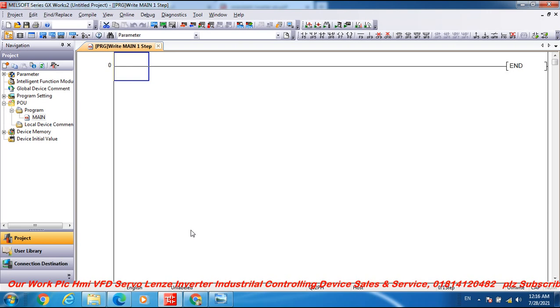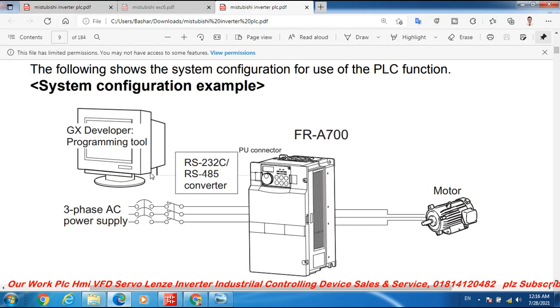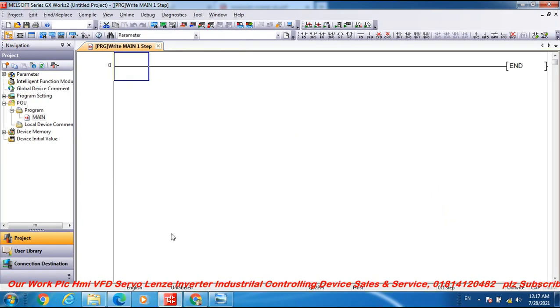Dear friend, today I discuss Mitsubishi PLC programming, Mitsubishi frequency type inverter, how to set frequency. Friend, Mitsubishi frequency type inverter FR-A700, three phase inverter and three phase motor, how to set frequency, write RAM setting request, frequency setting. Friend, go to the PLC programming.